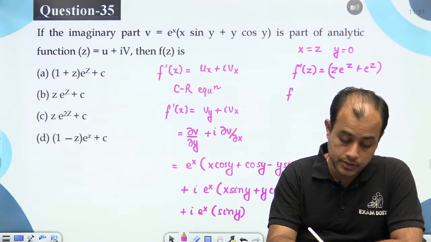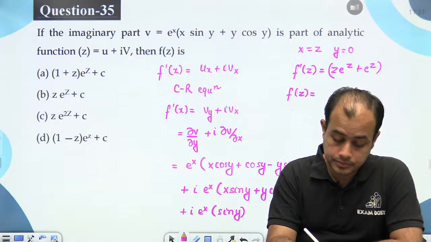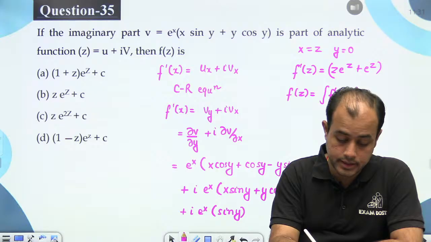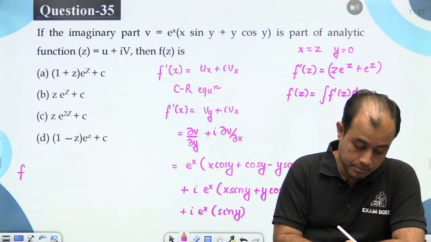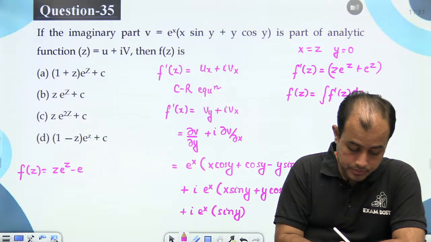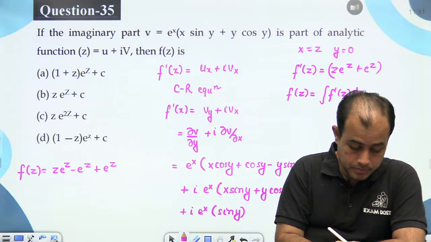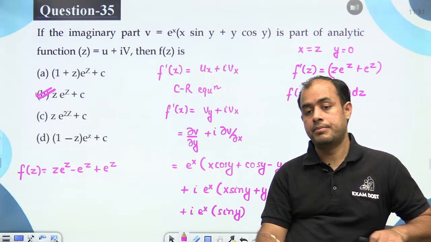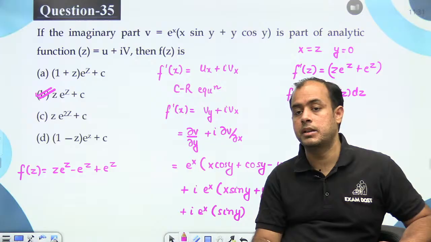So what about fz? Integral f dash z dz. By parts we will integrate. Answer will be B. The answer will be B. Okay, z e to the power z plus c.